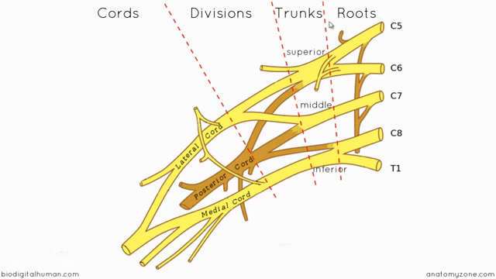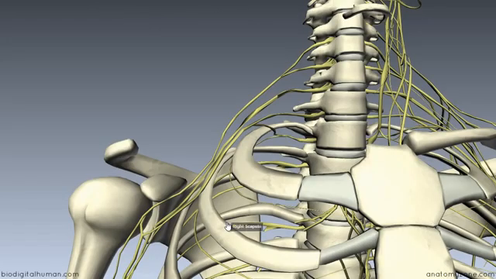I remember the roots and trunks by just thinking of a tree. A tree starts from the roots and then you've got the trunk. So the roots are the first part of the brachial plexus, and then you've got the trunk. And then a tree divides, so you've got the divisions, the anterior and posterior divisions after the trunks, and then you've just got to remember that chords are at the end. I don't have any special way of remembering that. So you've got the lateral, posterior and medial chords at the end.